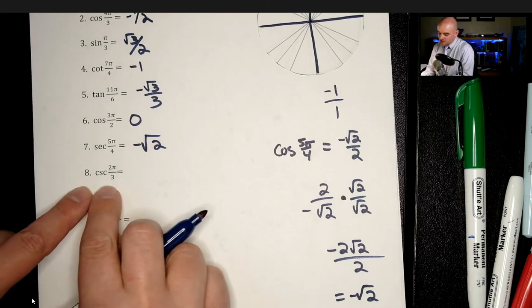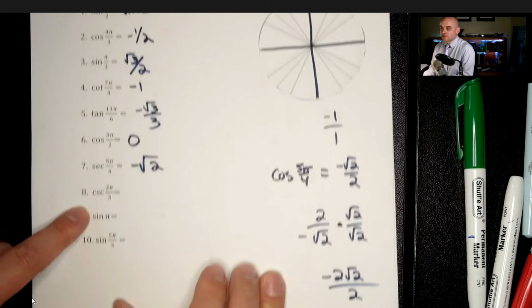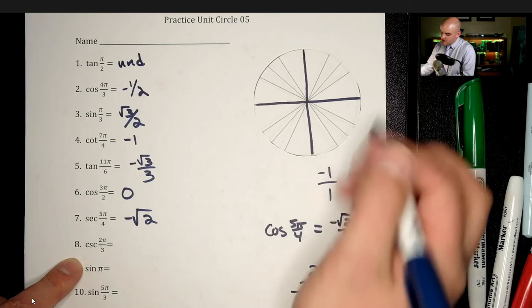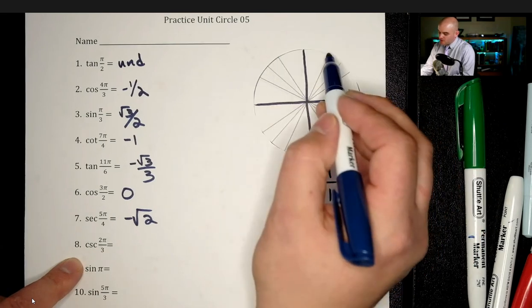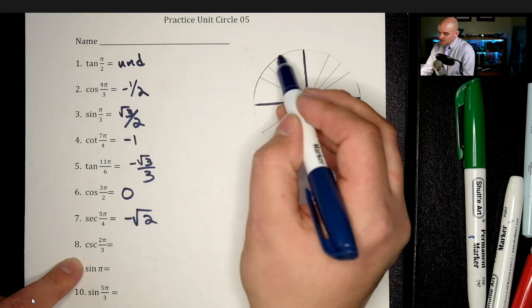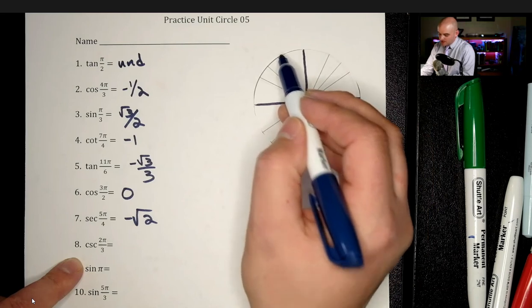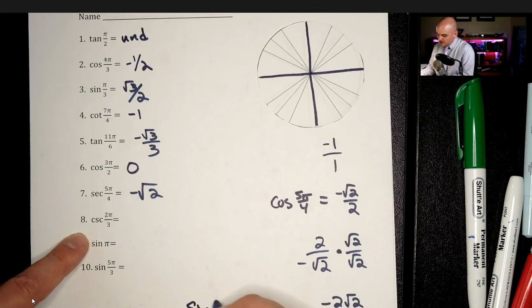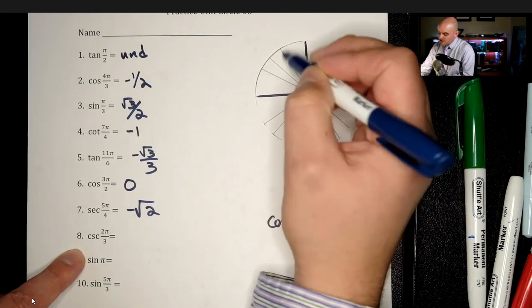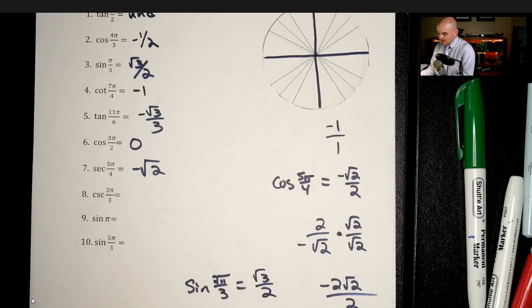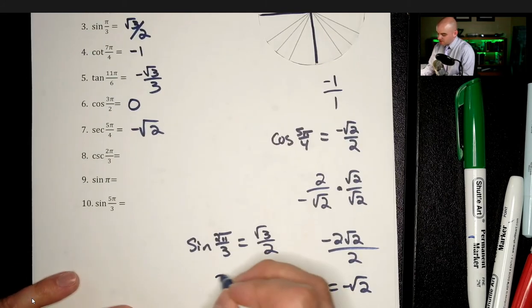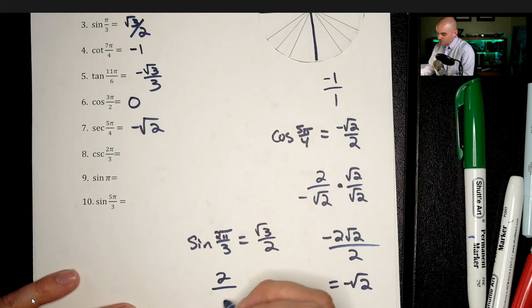Next, we've got the cosecant of 2 pi over 3. The cosecant, let's see here, 2 pi over 3 is going to be right here. This is 1 pi over 3. This is 2 pi over 3 right here. And I want the cosecant of that. So I need to figure out what is the sine of 2 pi over 3. Well, the sine here is √3 over 2. And then I'm going to flip that. And that gives me the cosecant. So the cosecant is going to equal 2 over √3.